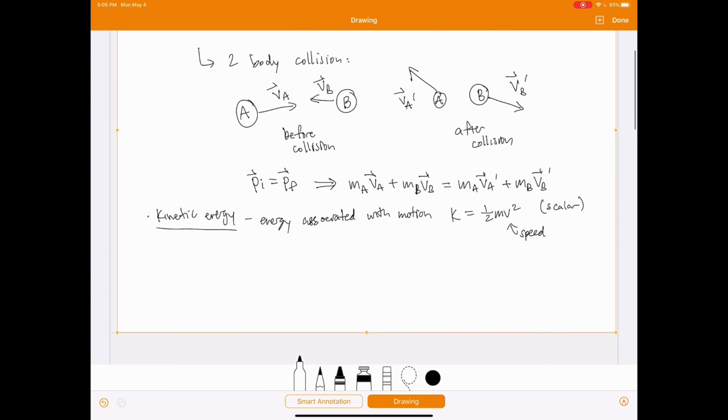All right, so this brings us to the two types of collisions, elastic, or an elastic collision.